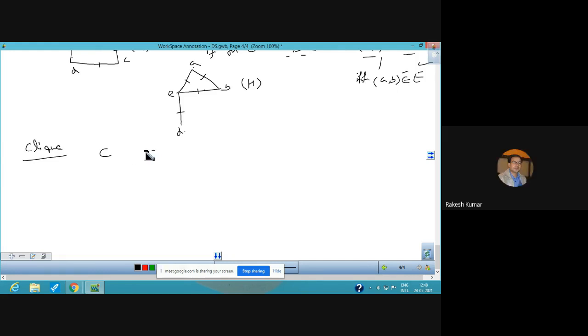A clique C in an undirected graph G is a subset of the vertices, such that every two distinct vertices are adjacent. Remember, every distinct vertices are adjacent. अब हर एक में वो adjacent हो, ये तो completeness की definition है.